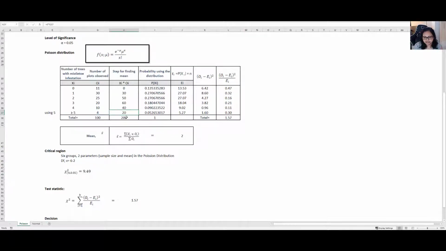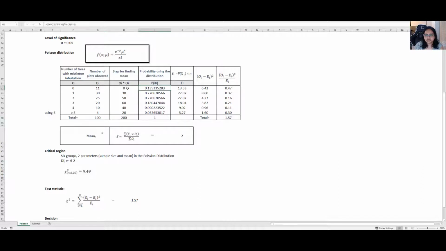And then I sum them, the sum of fi xi, and you can see that I got 200. So whenever we try to find the mean, all you need to do is to sum these values, and then divide by the total sample size. So I found that the mean is 2. We only need that mean, and also we need the total sample size, 100.